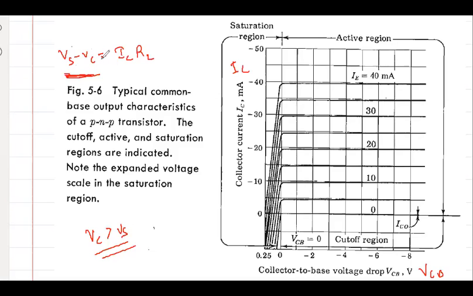Now think about it. When collector voltage is almost equal to Vs, IC will be minimum. Or when VC is almost zero, IC will be maximum. Yes or no? Tell me, guys. So can I say that as IC increases, VC decreases? Think about it. As IC increases, VC decreases.